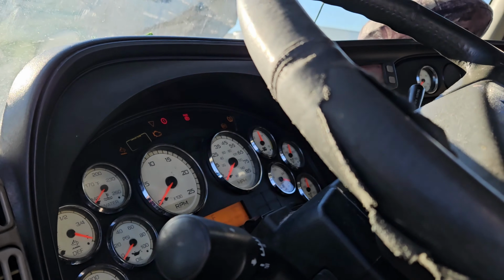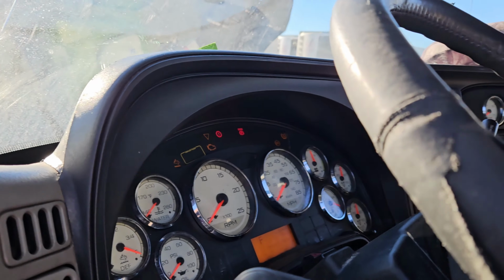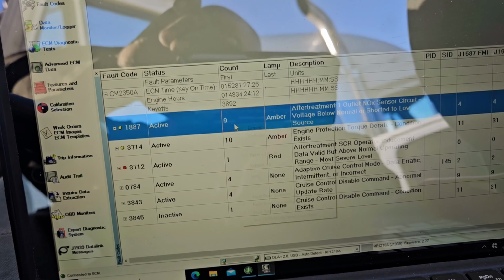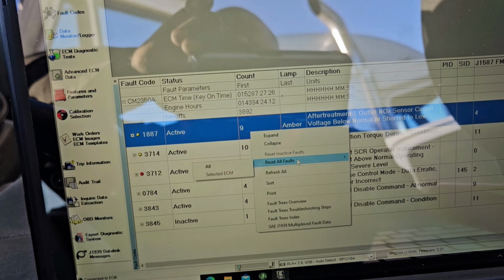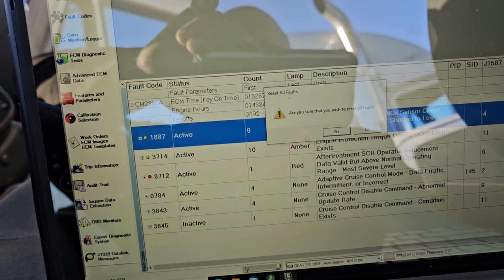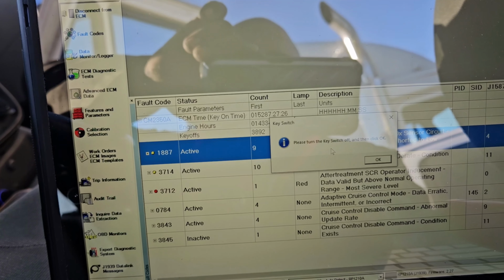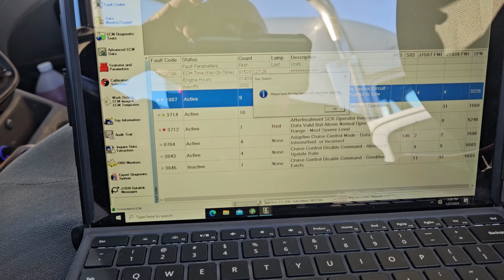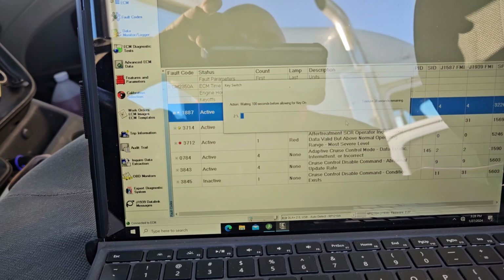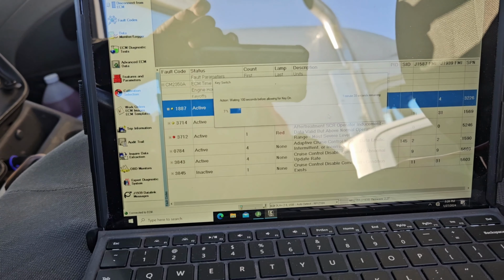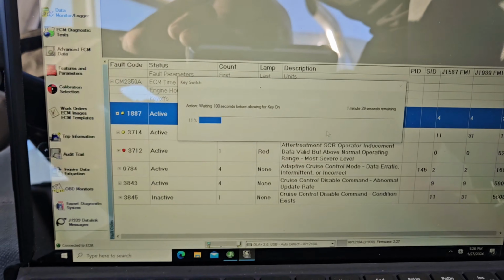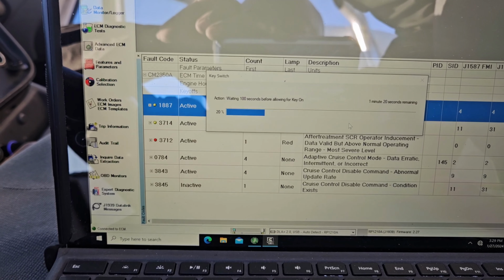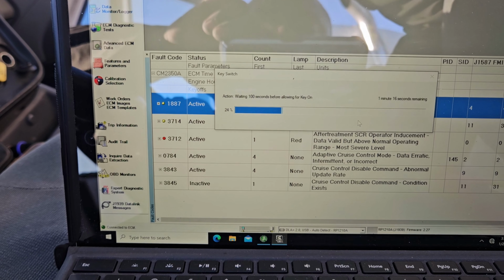All right, I'm back in the truck with the new sensor on. Reconnected the computer. So now what you do is you clear the fault codes. Reset all fault codes. Please turn the key off and then press OK. Key off, press OK. Wait 100 seconds before allowing the key on. So it's pretty much resetting all the computers in the truck.